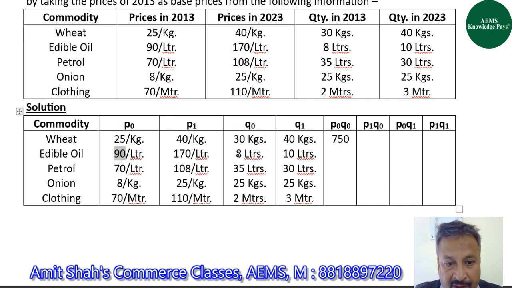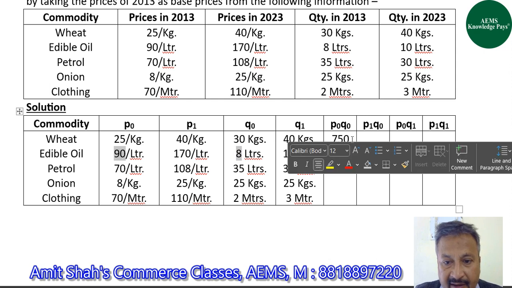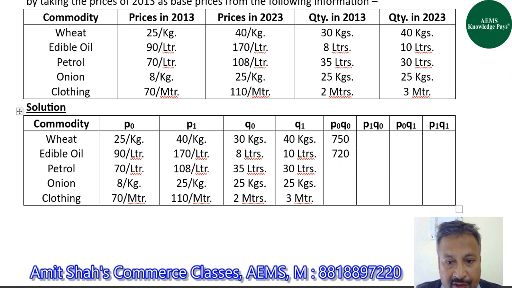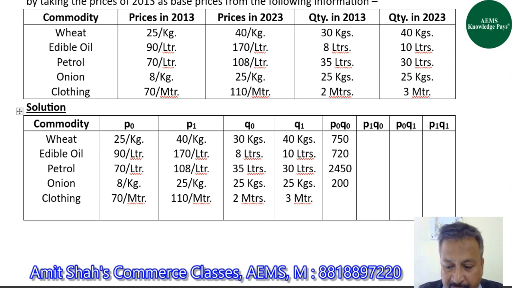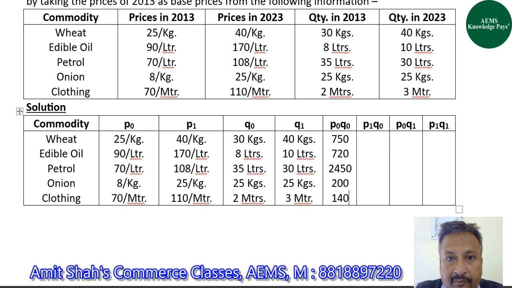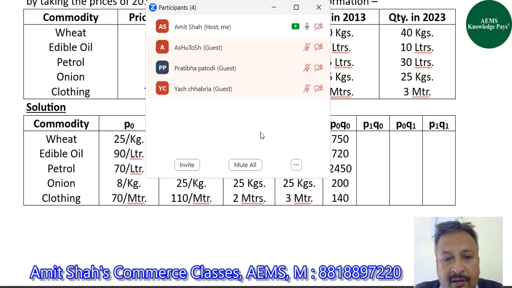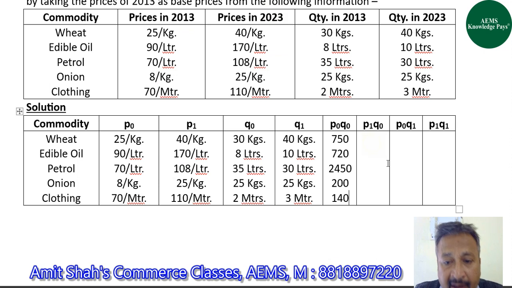Here 90 into 8 means 720, and so on. 17 into 35 means 245, 2450. Then 8 into 25 means 200 and 70 into 2 means 140. I hope Ashutosh, Aryan, Yash, Manvi and Yash are understanding this.